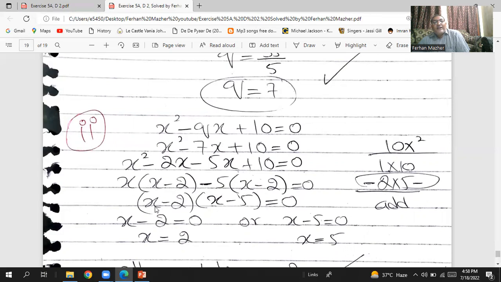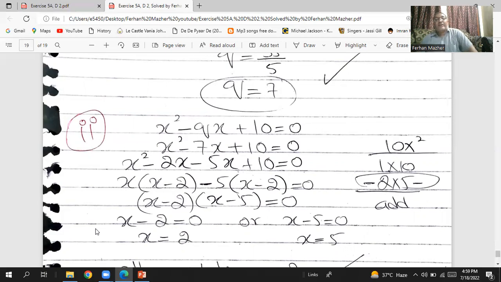From here and here, x minus 2 is common. From here, you will have x. From here, you will have minus 5 in the other bracket equals 0. So x minus 2 is equal to 0, so x will be equal to 2. x minus 5 is equal to 0, so x will be equal to 5. So this is how you will do question number 14.